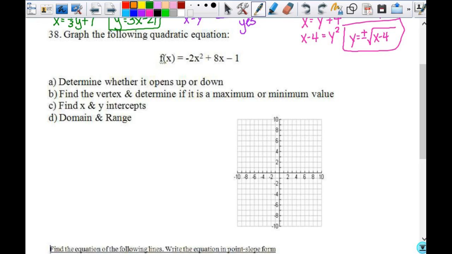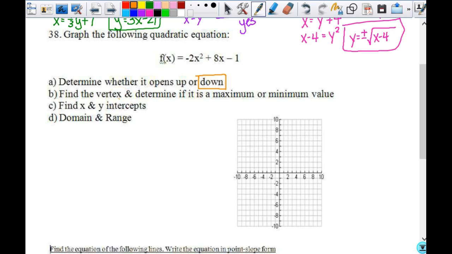Okay, we're going to start back up with number 38. It says graph the following quadratic equation. All right, so I've got to determine whether it opens up or down. Since a is negative, that means that it opens down. I need to find the vertex.